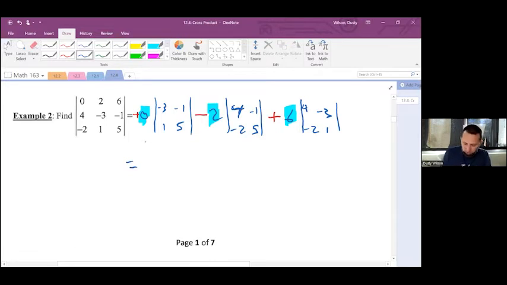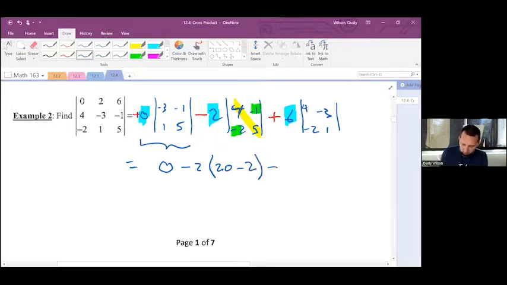So it should be pretty clear that the first bit is going to be 0. Then we'll have minus 2 times 4 times 5 is 20. Minus, that minus is built into the formula. And then we have negative 2 times negative 1 is 2. Plus 6 times, so let me make sure your colors are here. So here's the 20, here's the 2. And the minus sign is just built into the formula for you.